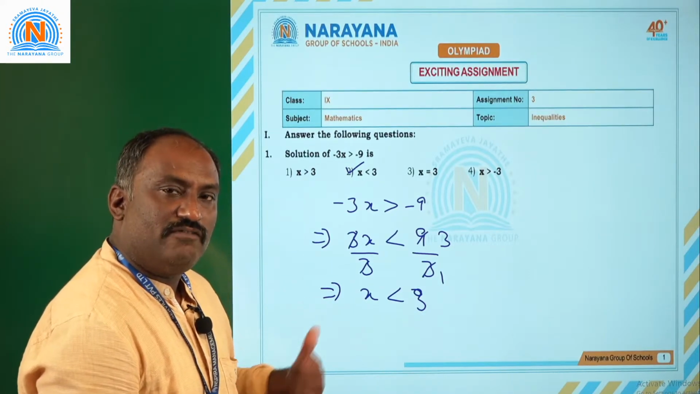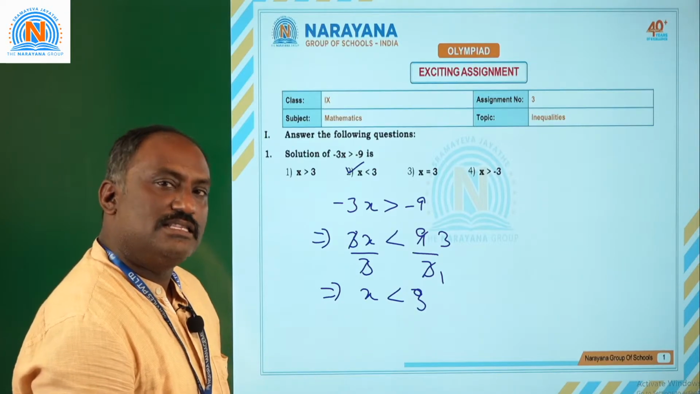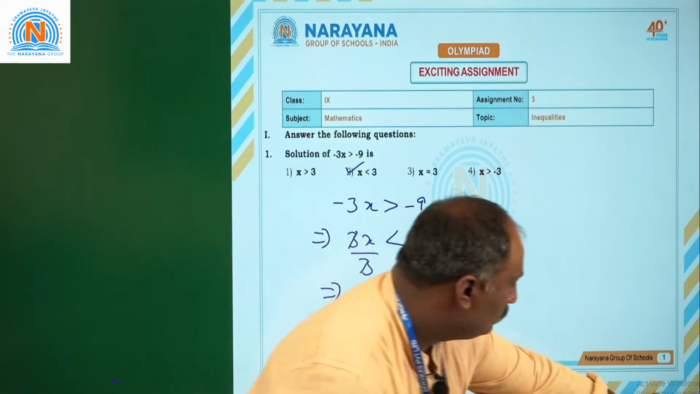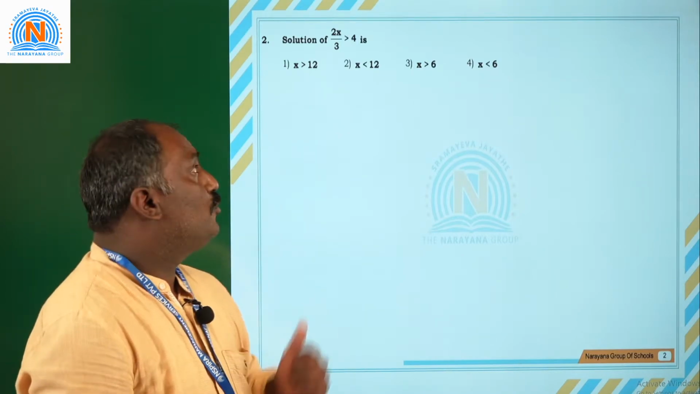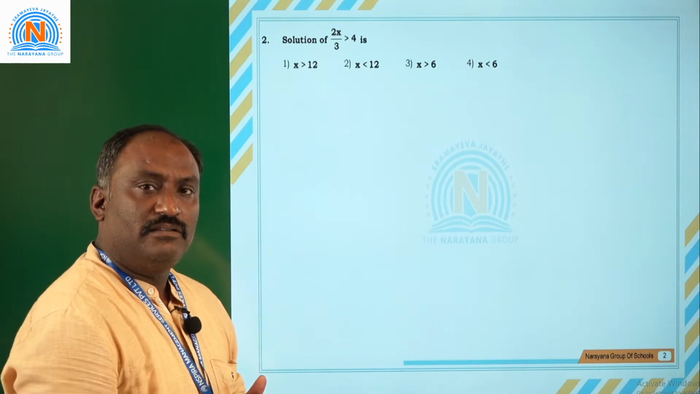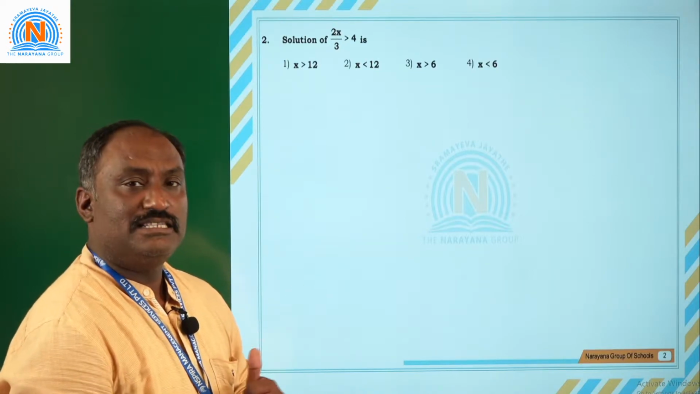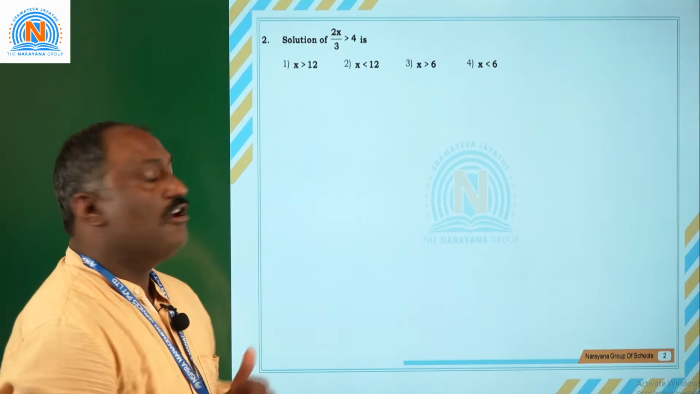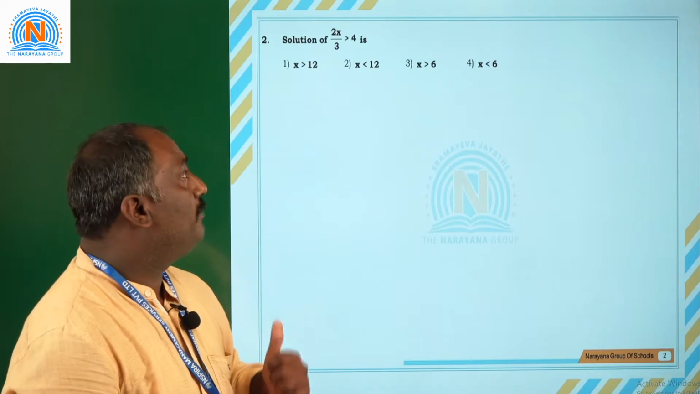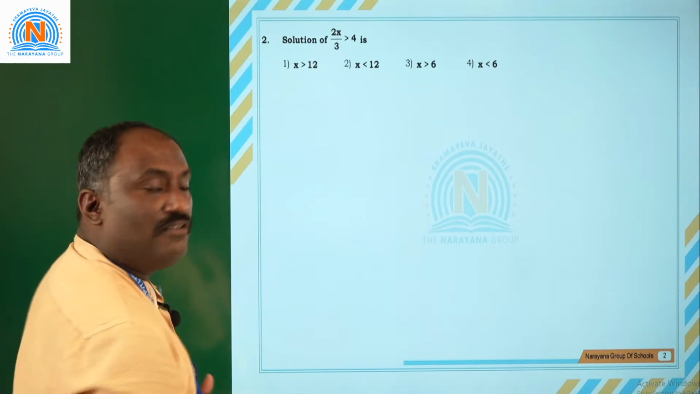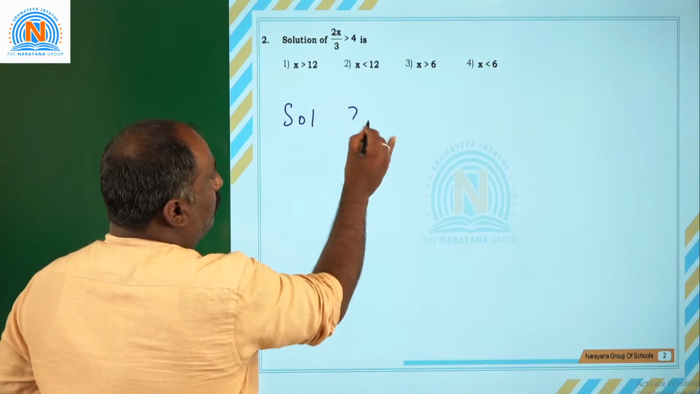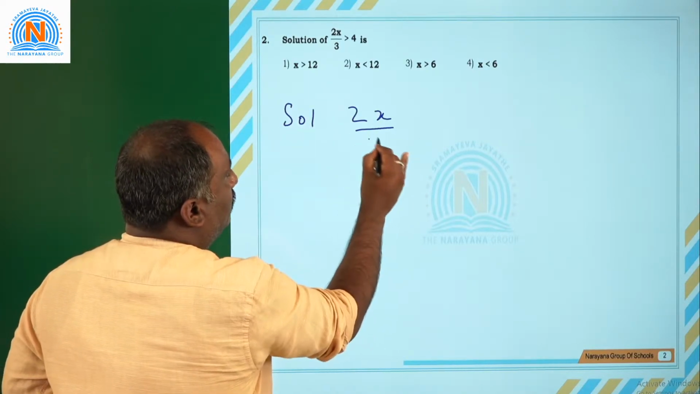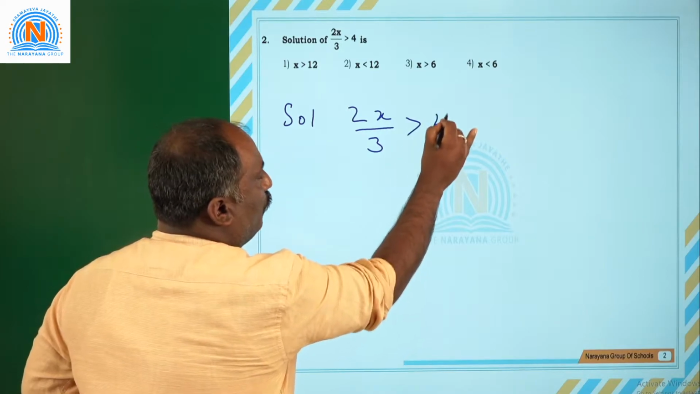Yes children, we have done with the first sum. We are moving to the second question. Solution of 2x divided by 3 greater than 4 is dash. Once again I am telling, find the solution of 2x by 3 which is greater than 4.